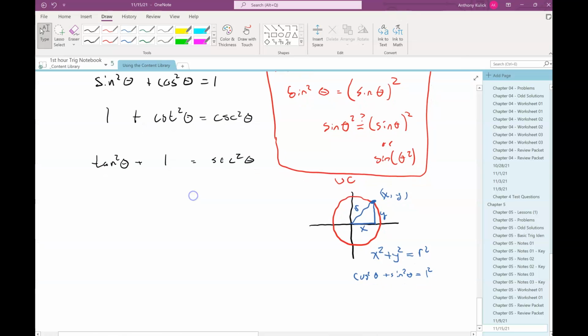Where do you think I'm going to get the third identity, excuse me, the tan squared plus 1 equals secant squared? How do you think that's going to come up? I take that first identity and divide both sides by cosine squared. And the same kind of thing is going to happen. Okay. 2 more sets of identities, and then we'll do some examples, okay?